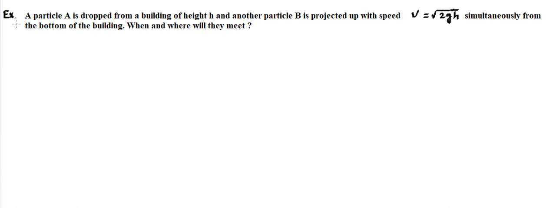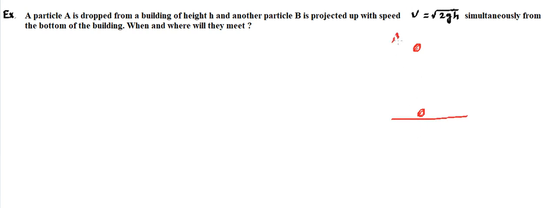So let's consider one example on this vertical motion. It says a particle A is dropped from a building of height h. Another particle B is projected up with a speed v equal to under root 2gh simultaneously from the bottom of the same building. When and where are they going to meet? So here we are using two particles instead of one. Well, it's okay. We can study both the particles separately, and then combine the results to find the final answer.